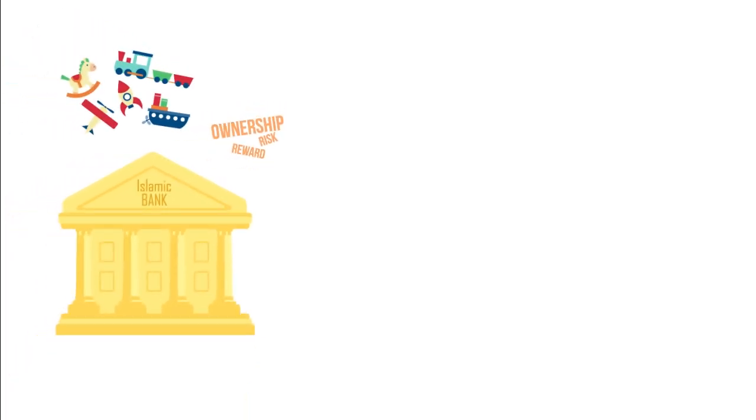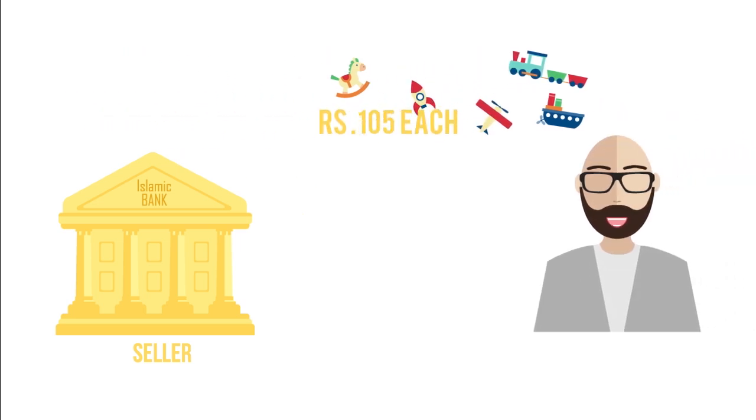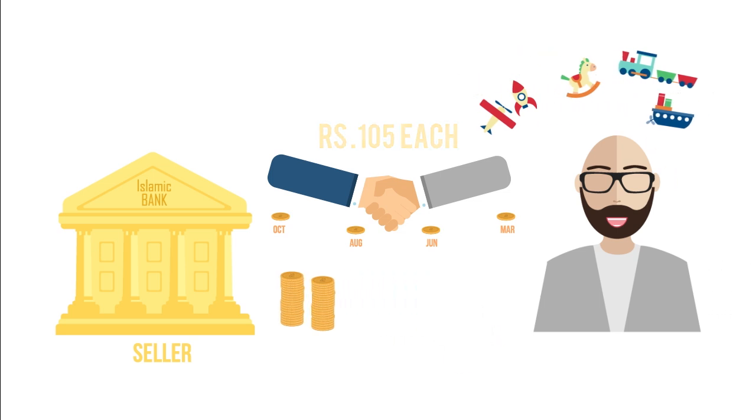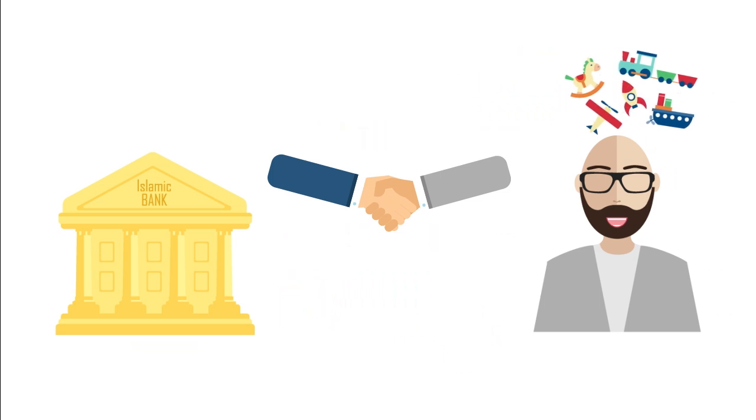Having purchased the stock and taken the risk of ownership, the bank will now take the role of the seller and will sell each toy to Ahmed at 105 rupees as per his initial agreement to purchase the stock of toys. He also undertakes to pay for the goods either on an installment basis or as a one-off payment on a pre-agreed future date. Now the relationship between Ahmed and the bank is that of a buyer and seller, whereby the ownership along with the risk and reward is now transferred to Ahmed upon close of the sale.